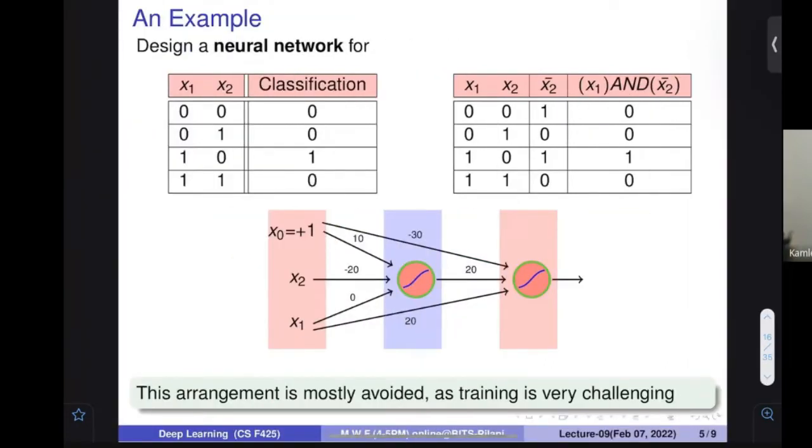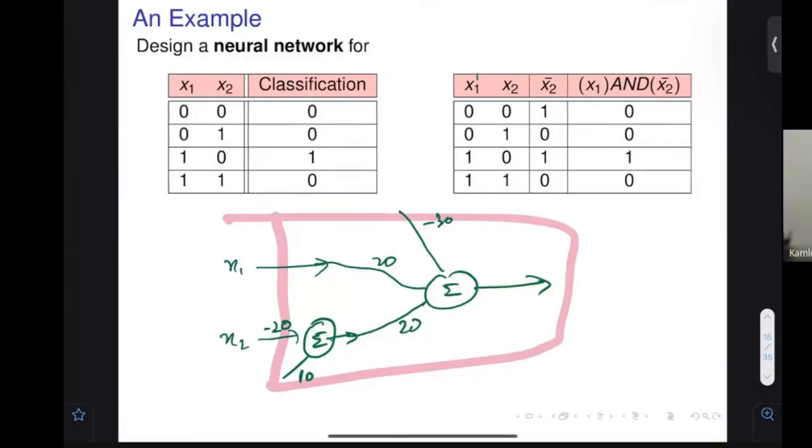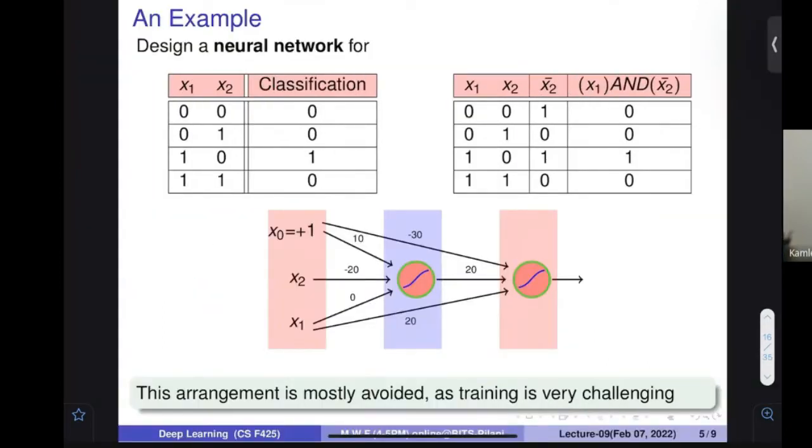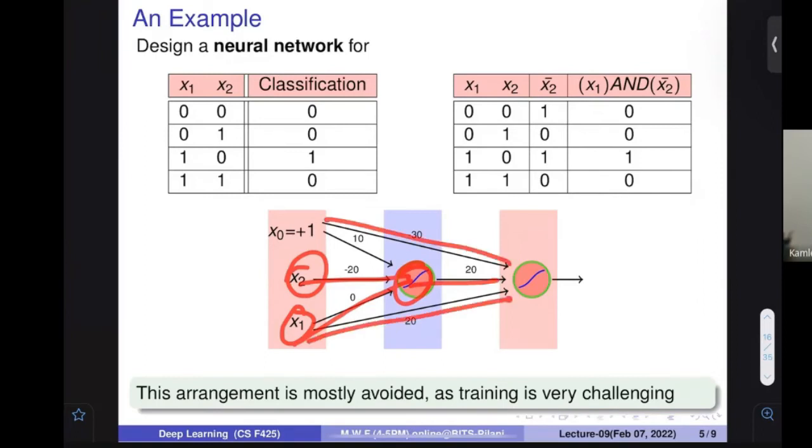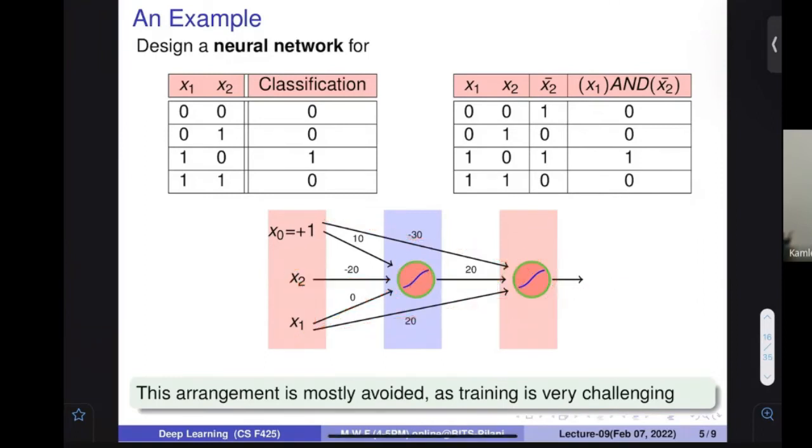So this is how the same architecture can be written. x1 and x2 are there, then you combine them as a NOT here, and after the NOT you combine them and get the output. However, in this kind of circuit, you can see that there is one layer here, and input from here is going to cross from this layer to this layer. Mostly we avoid this kind of architecture because training this kind of architecture is not that easy.